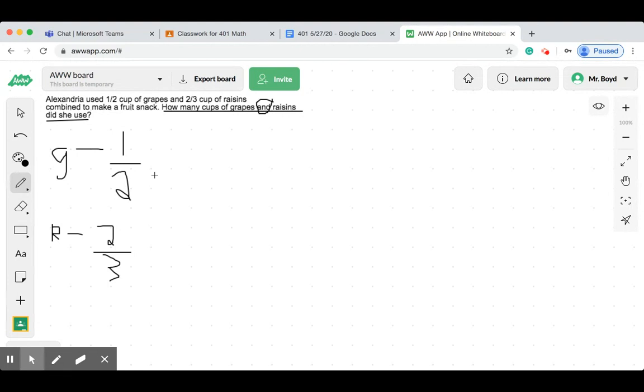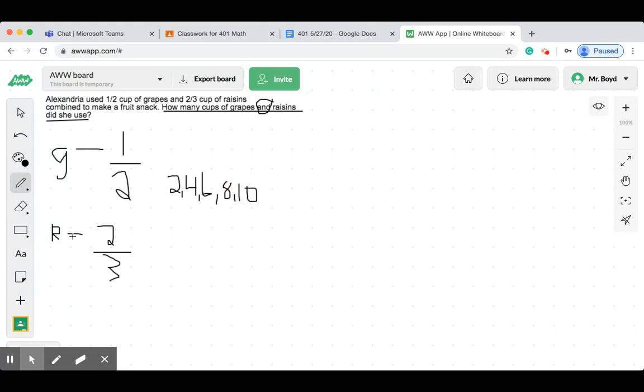So what I need to do is list my multiples. I'm going to do 2, and I'm looking for a common denominator. 2, 4, 6, 8, 10.